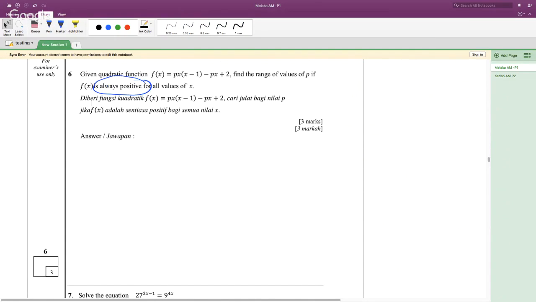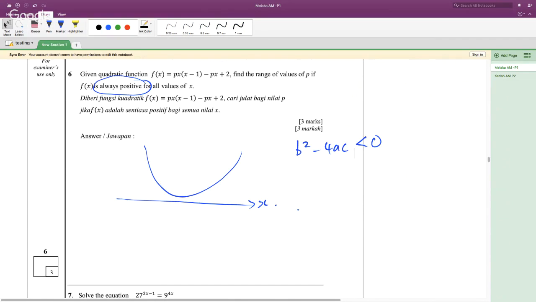Always positive basically means the curve itself is always above the x-axis. Always above the x-axis means it doesn't touch the x-axis. So it doesn't touch the x-axis means b squared minus 4ac is, okay, no intersect is less than 0, my bad. Right, it's less than 0.